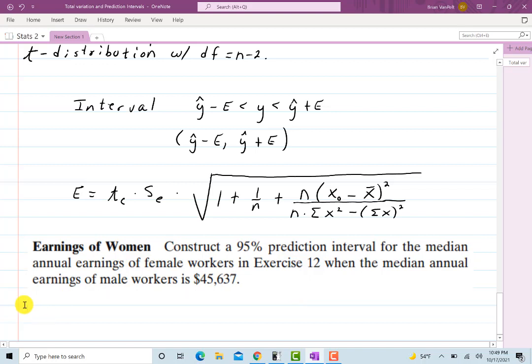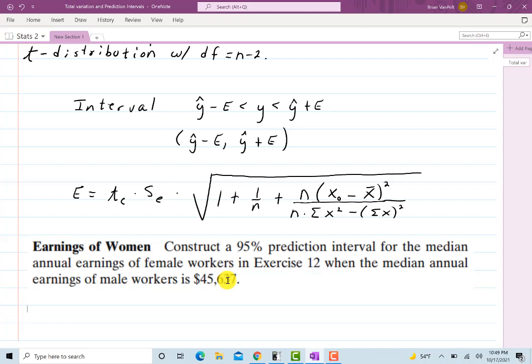Now, let's do what this says here. Exercise 12 happened to be the exercise that I pulled up at the beginning. This is a continuation of that exercise. We want to construct a 95% prediction interval for the median annual earnings of female workers when the median annual earnings for male workers is $45,637. So if we know the males make that on average, what is the range of possible pay that females can get.